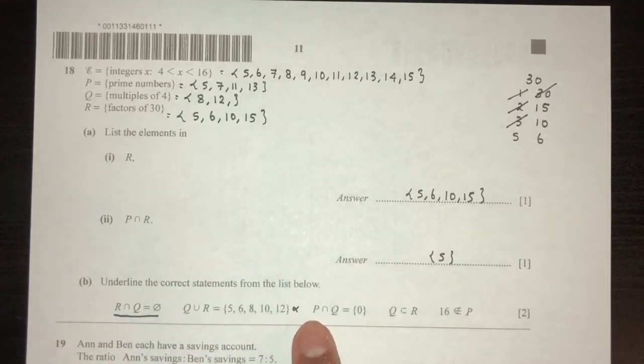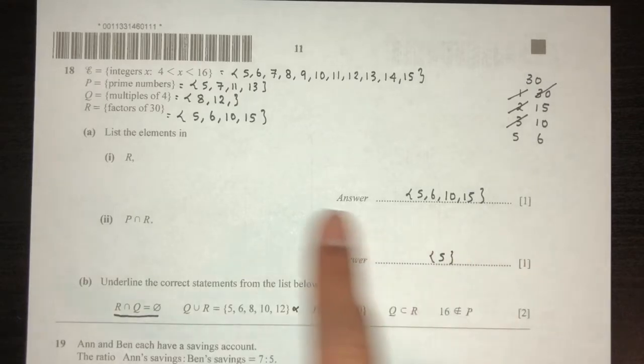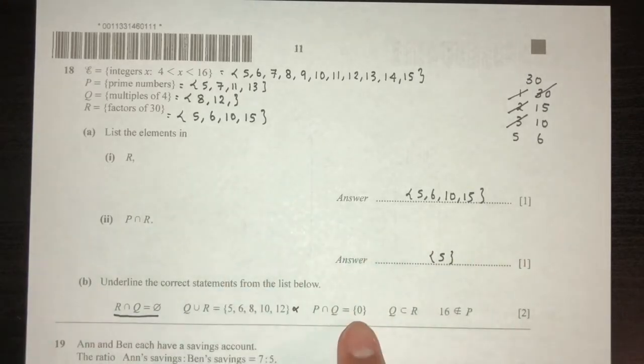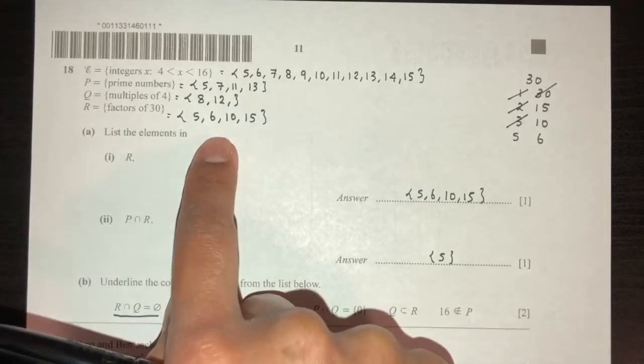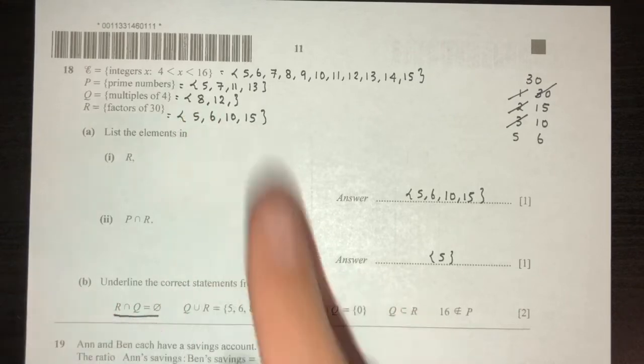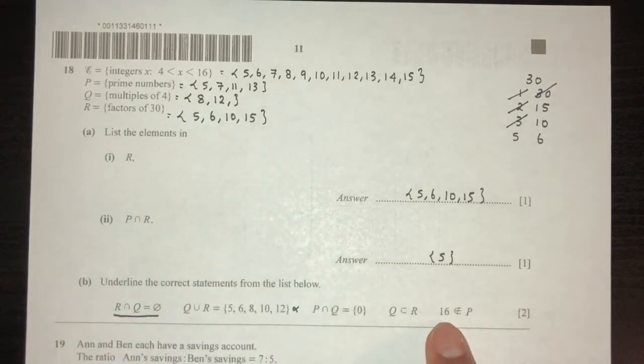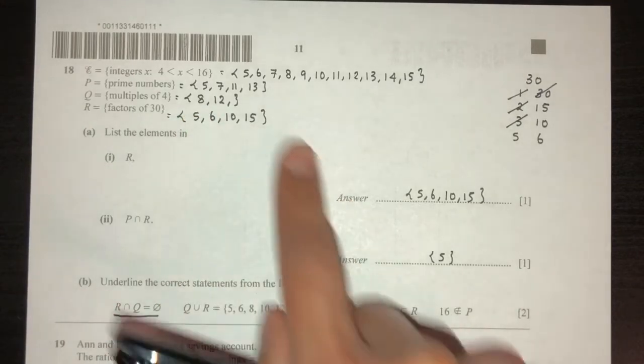Now this one, P intersecting Q is 0. It is not true because we don't have the value 0, right? Now this one, Q is a subset of R, so we have Q here. R is here. It is not true because these are not in R, right? And the last one, 16 is not an element of P. This is true.